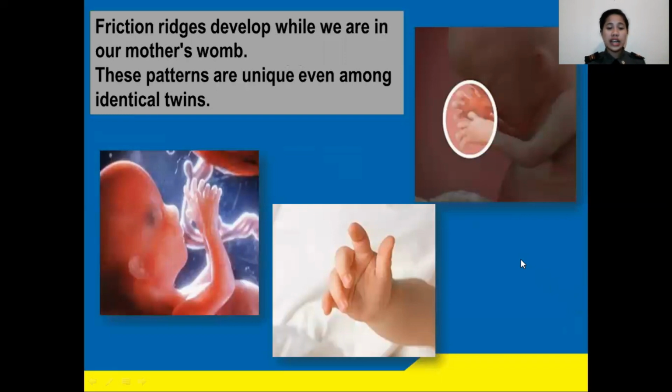Friction ridges develop while we are in our mother's womb. These patterns are unique even among identical twins.